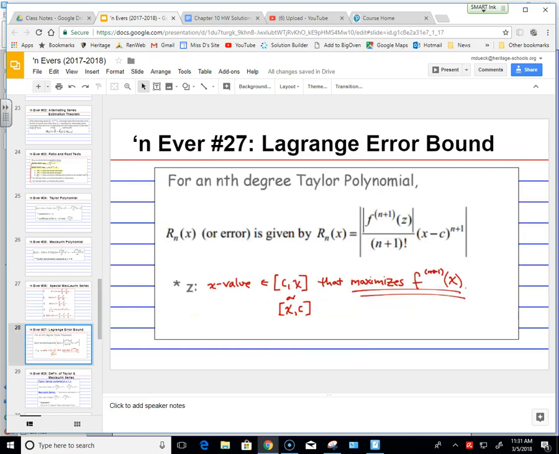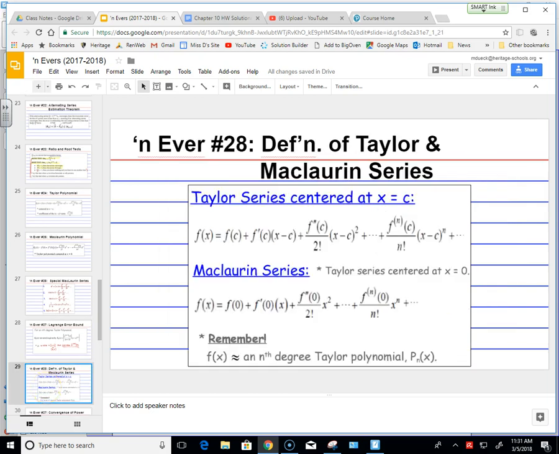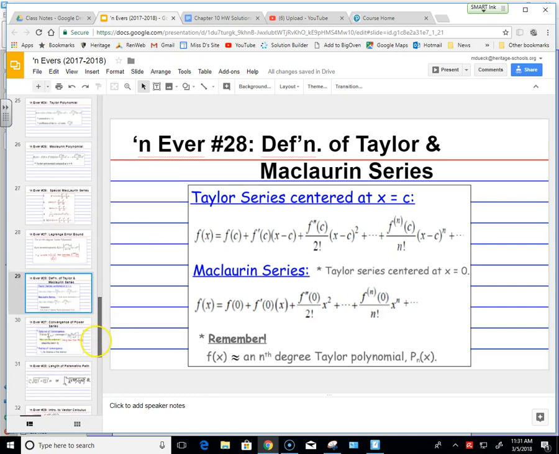Your Lagrange error-bound formula. Taylor Maclaurin series, what's the difference between these and the polynomials? Series, and they're infinite, so therefore I can put equals and dot, dot, dots, right? So the only difference is equals and dot, dot, dots, versus for an nth degree Taylor polynomial, it would only be approximate for the function. But otherwise, the formulas are pretty much the same.